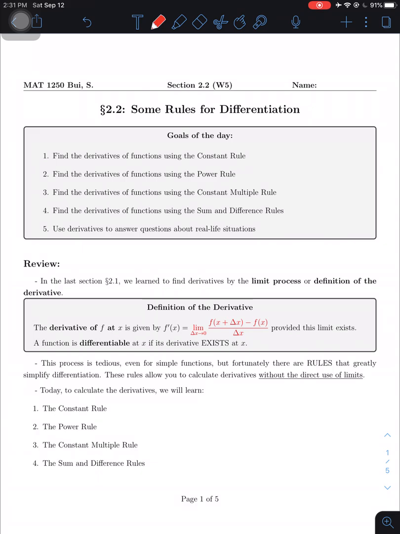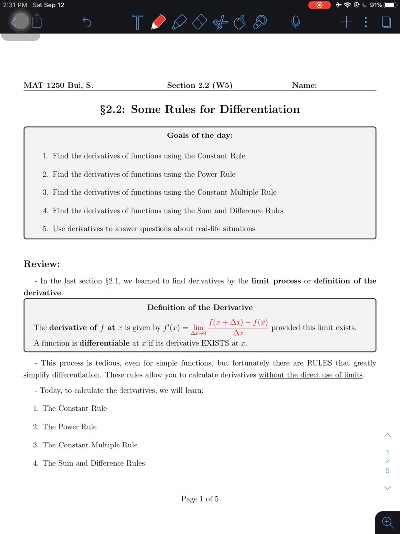Okay, and for 2.2, let's talk about some rules of differentiation. Last time we learned how to find the derivative by using the definition of the limit, right? This time we're going to learn how to find the derivative by using rules. Before we get into that, let's review a little bit about the definition of the derivative.